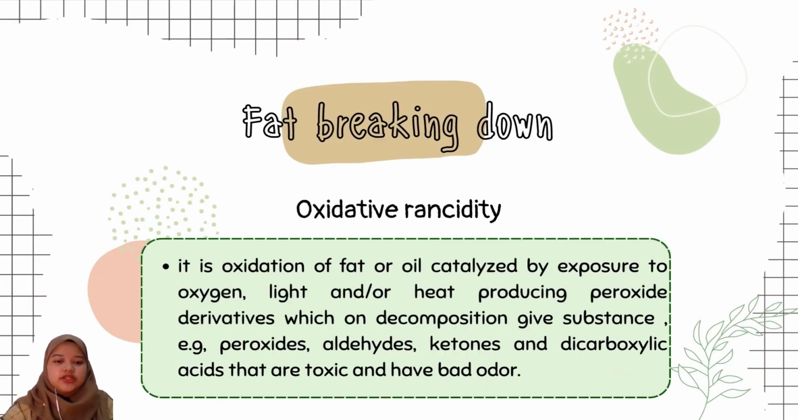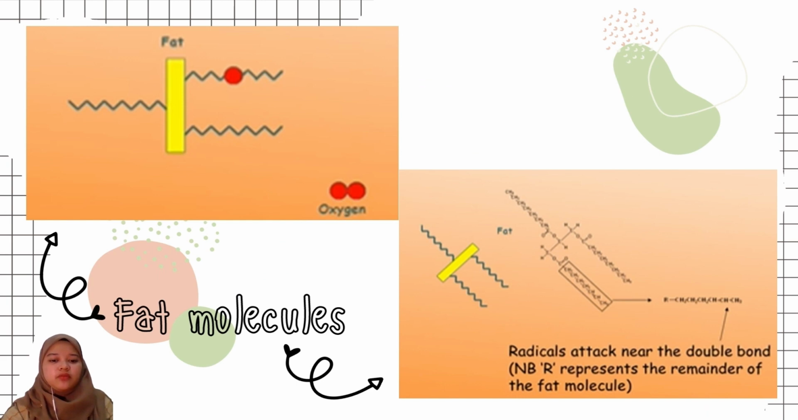It is the oxidation of fat or oil catalyzed by exposure to oxygen, light or heat, producing peroxide derivatives, which on decomposition give substances such as peroxides, aldehydes, ketones, and dicarboxylic acids that are toxic and have a bad odor. This is an example of fat molecules.